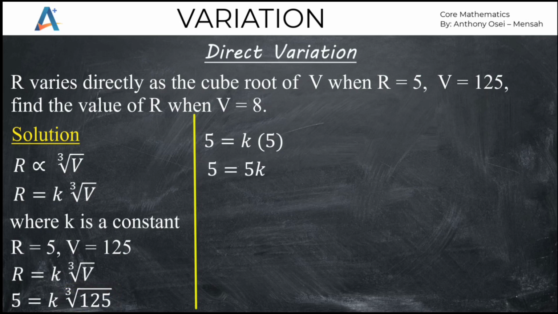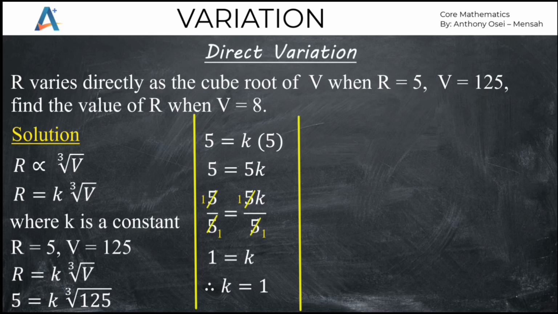Now you divide both sides by 5 to make k the subject. So here by 5, here by 5. 5 into this is 1, 5 into this is 1. So we get 1 is equal to k. It means therefore the value of the constant is 1. K is 1. So if k is 1, we have to proceed and find the answer to the question.